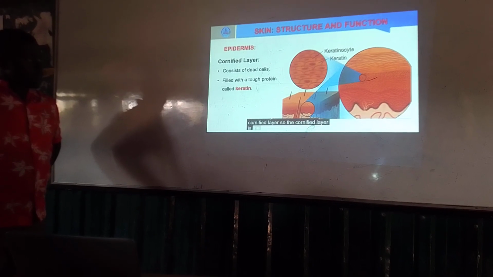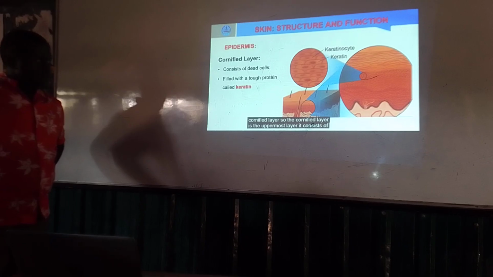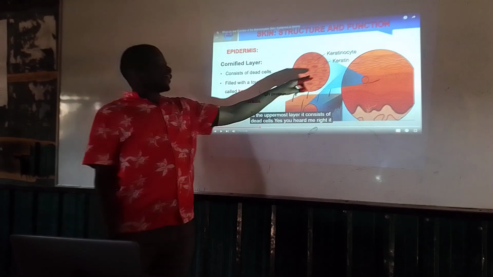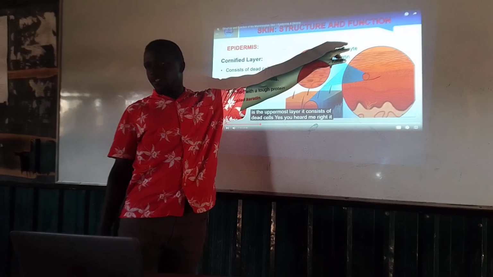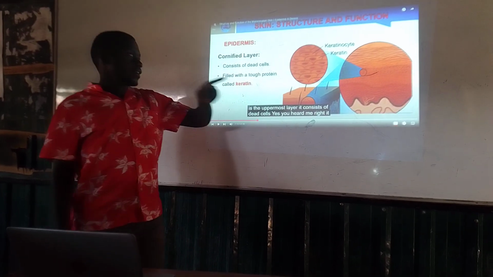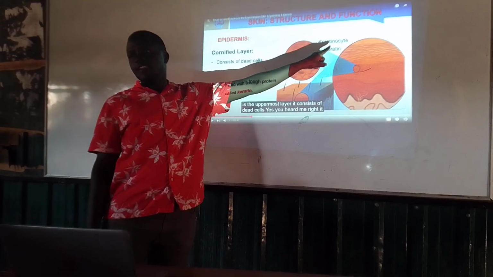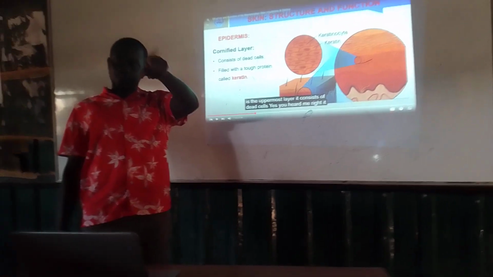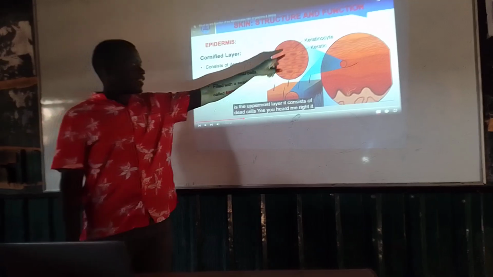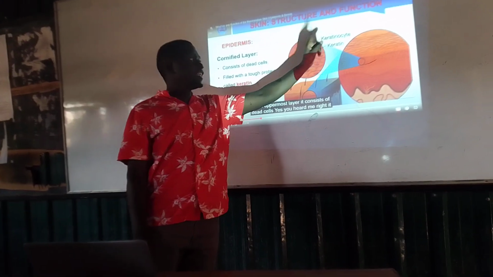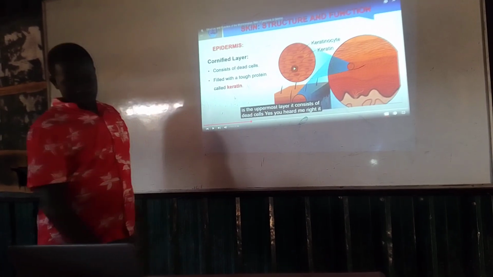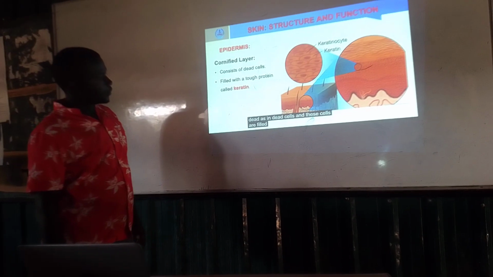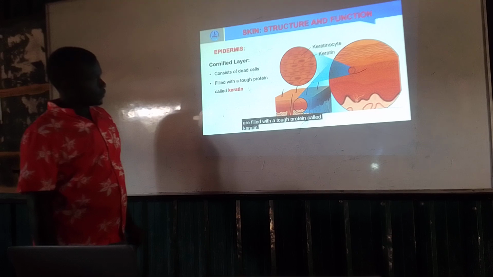So the cornified layer is the uppermost layer. It consists of dead cells. There is this cell called keratinocyte. Keratinocytes give us the keratin. We also have a cell called melanocytes. They give us what? Melanin. These are keratinocytes, which are dead cells, and these cells are filled with a tough protein called keratin.